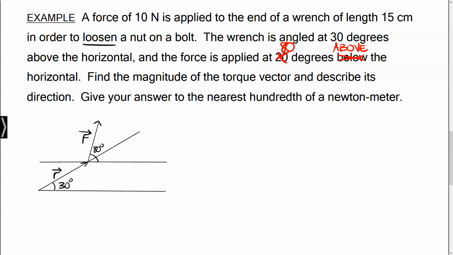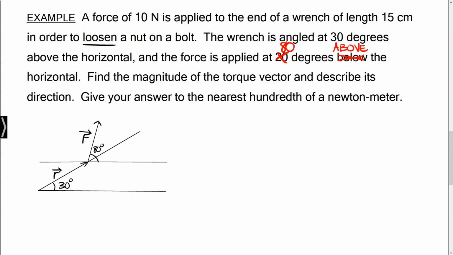All right, so here's the example. A force of 10 newtons is applied to the end of a wrench of length 15 centimeters in order to loosen a nut on a bolt. Okay, so the wrench is angled 30 degrees above the horizontal. So you can see here I've drawn the position vector R and the 30 degrees above the horizontal. And the force is applied at 80 degrees above the horizontal. I got mixed up with the problem I was copying from. I put 20 degrees below. So it's 80 degrees above the horizontal.